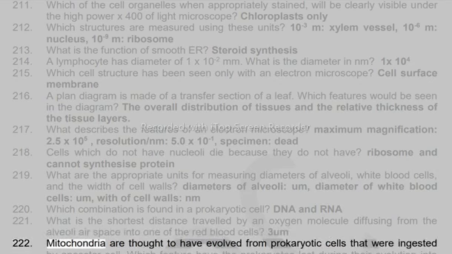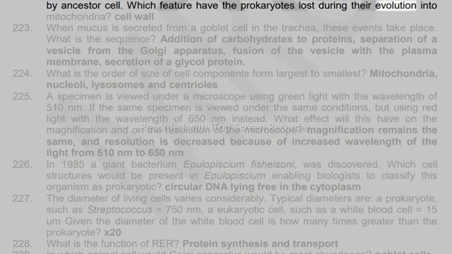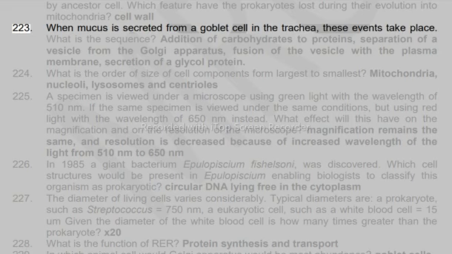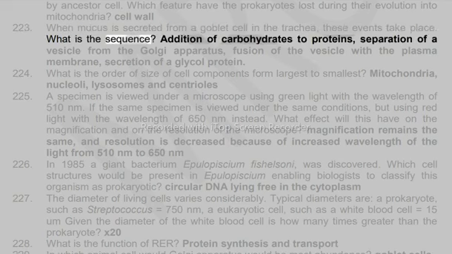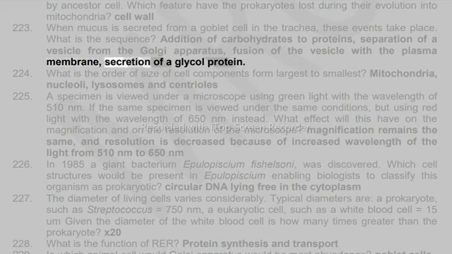222. Mitochondria are thought to have evolved from prokaryotic cells that were ingested by an ancestor cell. Which feature have the prokaryotes lost during their evolution into mitochondria? Cell wall. 223. When mucus is secreted from a goblet cell in the trachea, these events take place. What is the sequence? Addition of carbohydrates to proteins, separation of a vesicle from the Golgi apparatus, fusion of the vesicle with the plasma membrane, secretion of a glycoprotein.